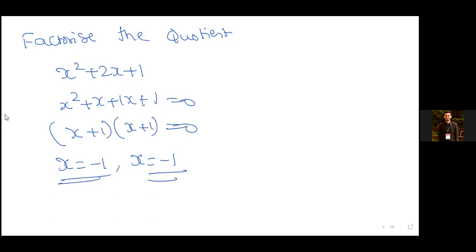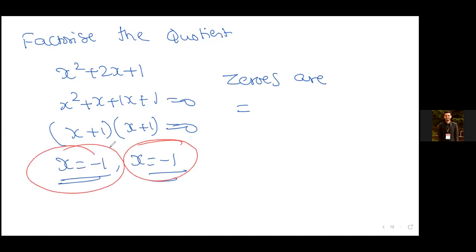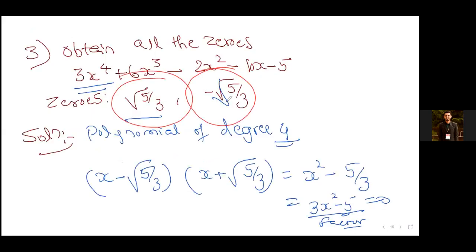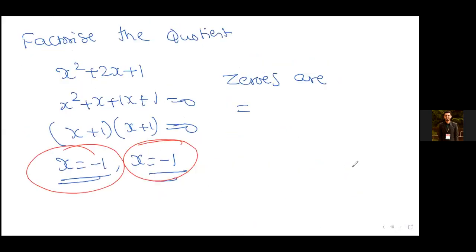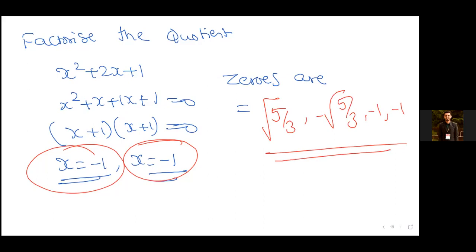Therefore, other two zeros. Therefore, zeros are, what are the zeros now? We have minus 1, as well as the two zeros given in the question itself. That is why it is 5 by 3, minus 5 by 3, minus 1, comma minus 1. These are the zeros of the polynomial.